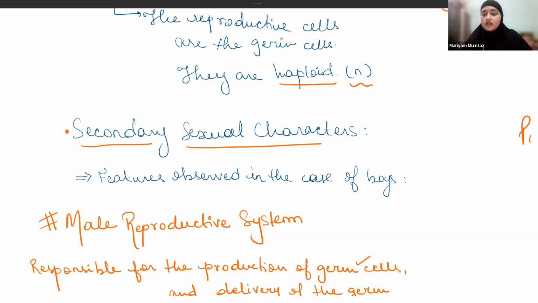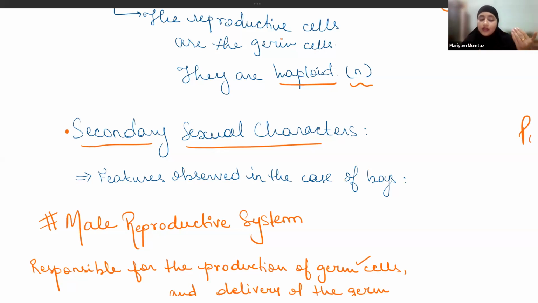The waist broadens in the case of females. Then some development characters, like some of the girls and boys start having very oily skin. The appearance of pimples and acne is there, and in the case of girls, the breast size increases. So all of these are the secondary sexual characters.